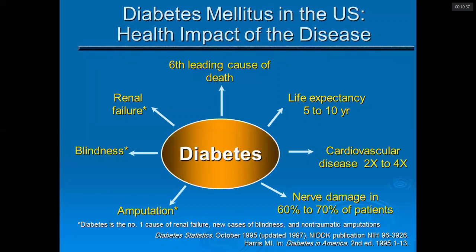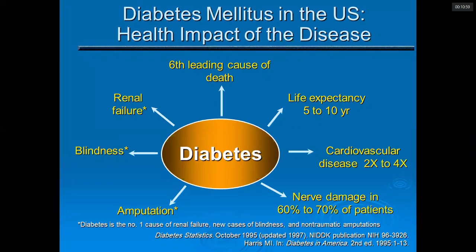Lifespan will be shortened by 5 to 10 years, depending on what age the patient develops diabetes. The younger, the more harm, and the patient may lose about 10 years. An elderly patient after age 60, 65, may lose only 5 years of his lifespan.